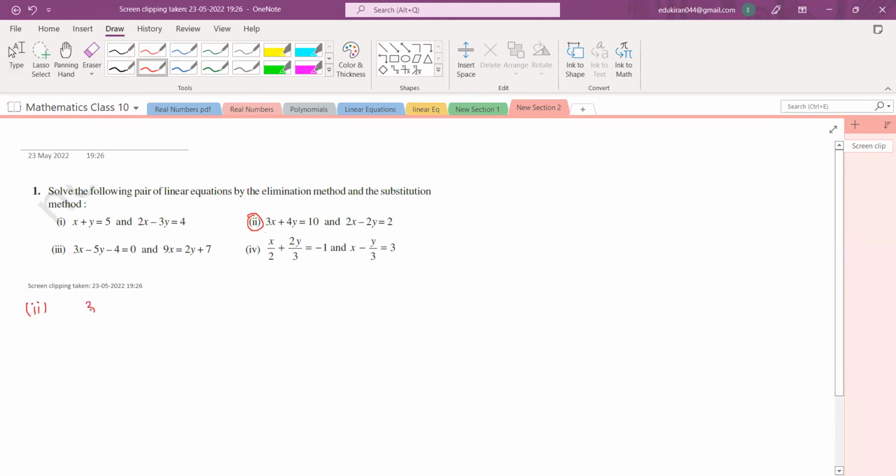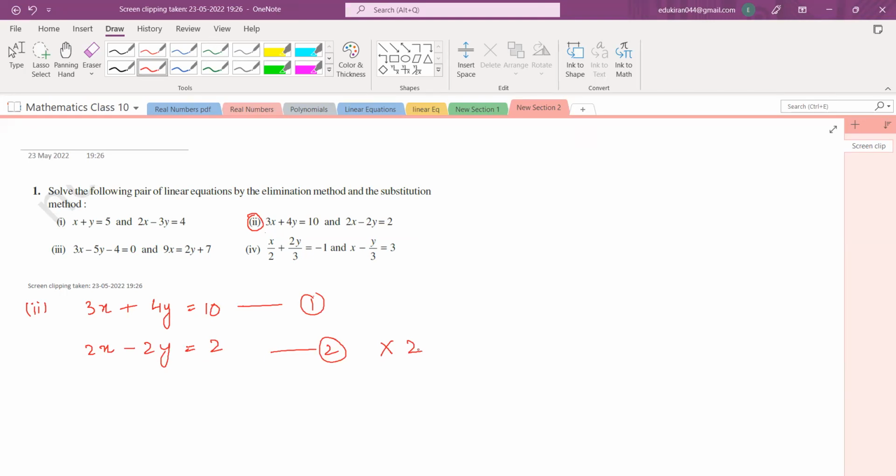Second part. So 3x plus 4y is equal to 10. Then I have 2x minus 2y is equal to 2, right? Equation number 1 and equation number 2. Now look here very carefully. If I make the coefficient of x the same, I have to multiply both equations 1 and 2. But look at the coefficients of y. One is 4 and one is 2. If I multiply this equation by 2, my y coefficients will become the same, correct? Yes, ma'am.